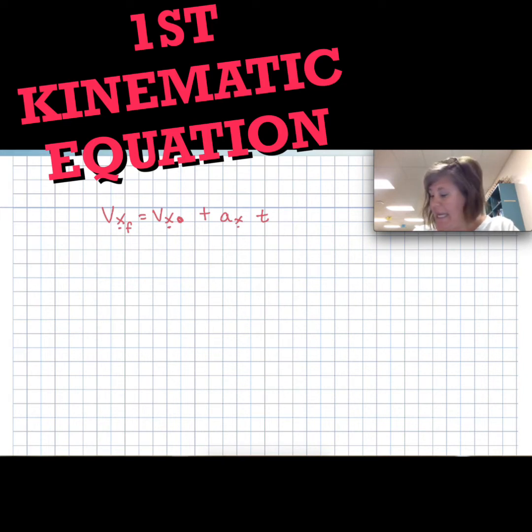Okay, so here's the thing. It actually comes from our average acceleration equation, which is the change in velocity divided by the change in time, which we can break down into final velocity minus initial velocity divided by the change in time, or just t, okay? Here's the thing. If we have a uniform acceleration, that is also our average acceleration.